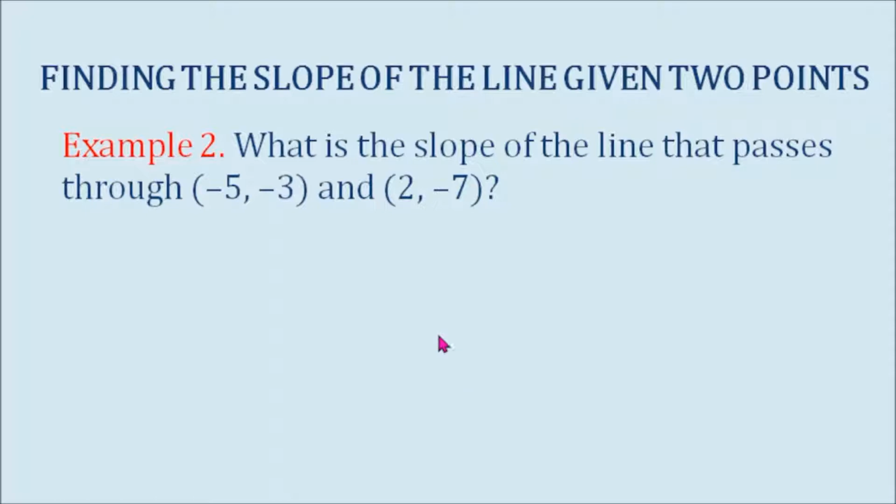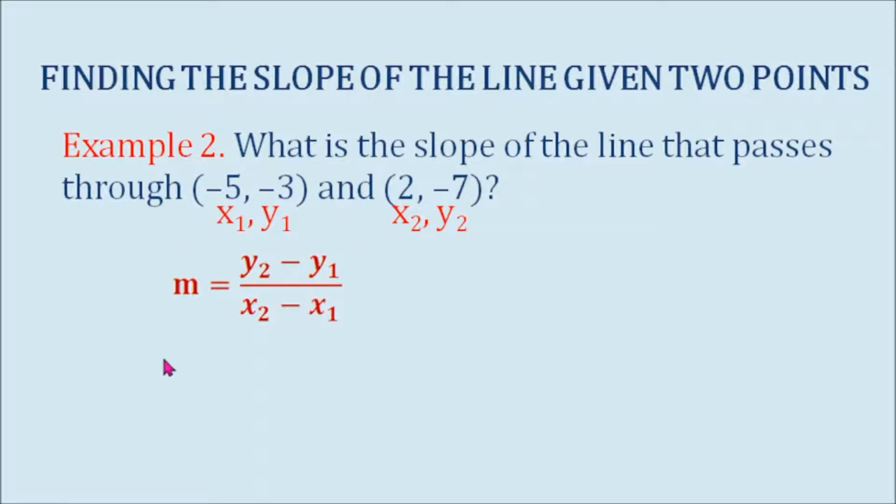Example number 2. What is the slope of the line that passes through point -5, -3, and point 2, -7? Again, this is our formula. M equals y sub 2 minus y sub 1 over x sub 2 minus x sub 1. We can assign -5 as our x sub 1, -3 as our y sub 1, 2 as our x sub 2, and -7 as our y sub 2.